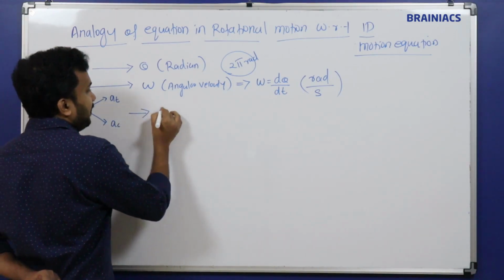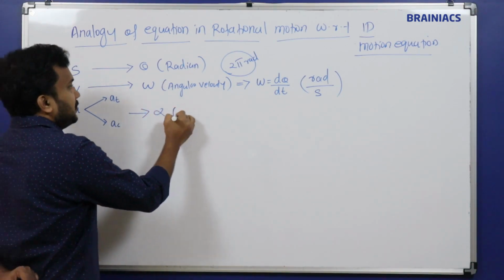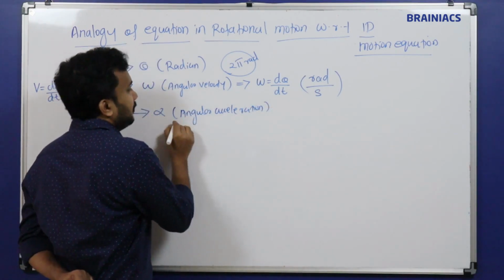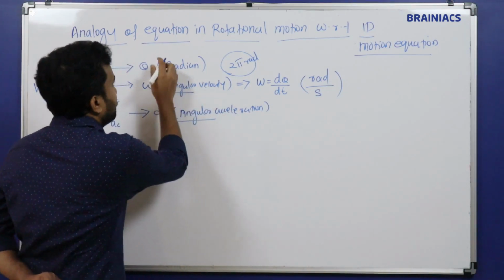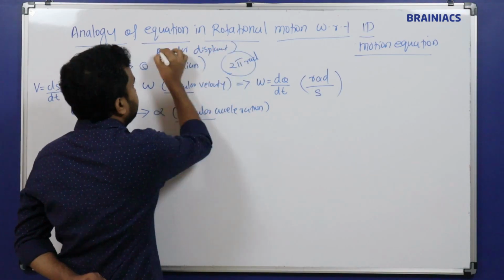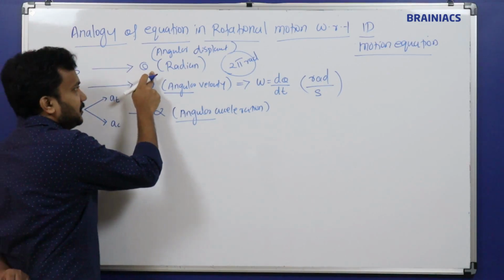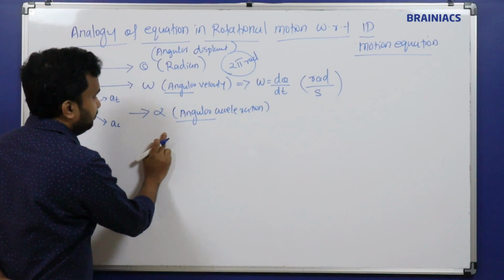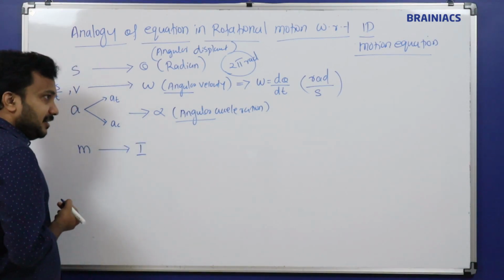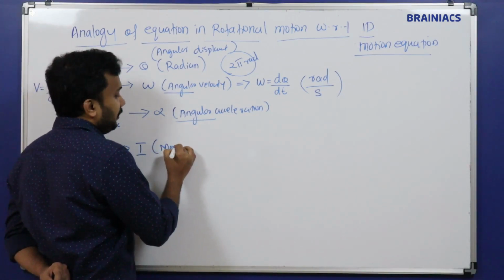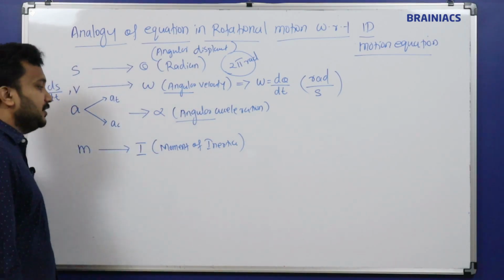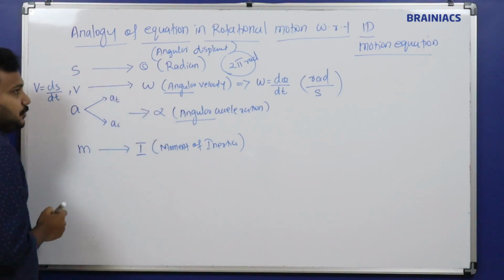Instead of acceleration, we have another parameter called alpha, which is angular acceleration. The only thing is you have to add the word angular in front of everything: angular displacement, angular velocity, angular acceleration. So s is theta, v is omega, a is alpha. Later we will study one more parameter similar to mass. Instead of mass, we have I, called moment of inertia. Wherever mass comes, the analogue in rotational motion is I. So s is theta, v is omega, a is alpha, and m is I.